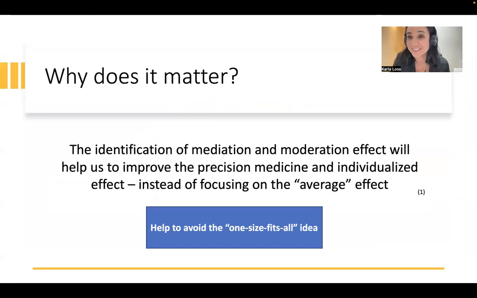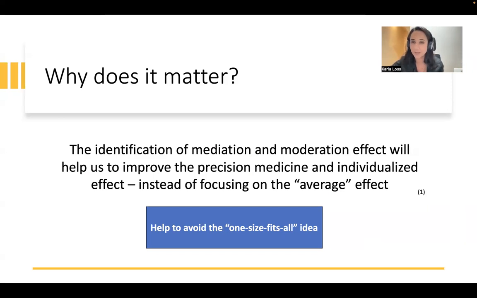But why does it matter? This is an important question, right? Why should we care about this? Because the identification of mediation and moderation effect will help us to improve precision medicine, because we can identify different effects of some drugs in different populations and individualize effect instead of focusing on average effect that may not be true for everyone, right? And help to avoid the one size fits all idea.